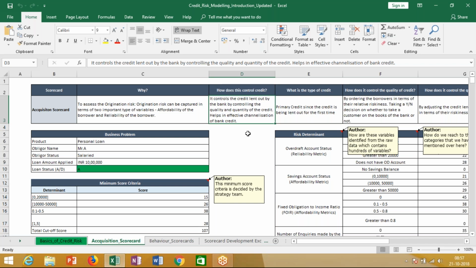Now the next thing that comes up over here is, what is the type of credit that I'm talking about? So what is the credit? The credit is the primary credit. So the borrower comes in with an application. I decide whether to give him the loan or not, and I go and give him the loan. So that's the primary credit that I am talking about over here.